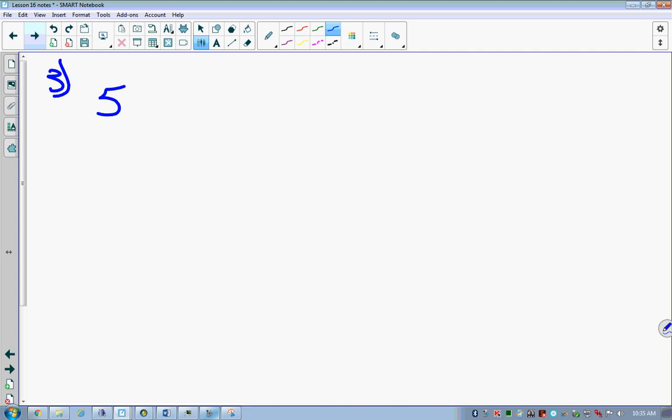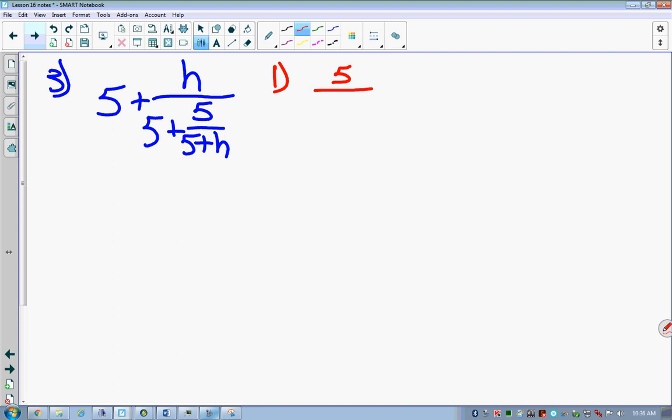Okay, it's different from the standpoint that it kind of ends a little differently, because it's 5 plus h over 5 plus 5 over 5 plus h. So this one starts with a different step. What does this actually start with? 5 over 5 plus h. Good. So I'm starting off with 5 over 5 plus h.